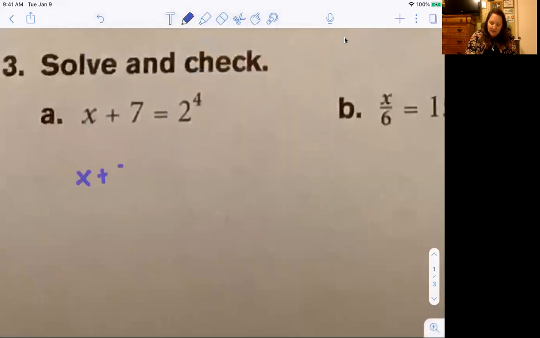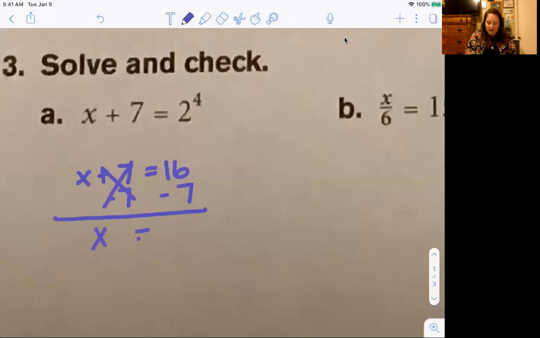So I'll rewrite it. x plus 7 equals 16. Now, how do I isolate x? How do I get x all by itself? Because that's the goal when you're having algebraic equations. The opposite of adding 7 is subtracting 7. So I'm going to subtract 7 from both sides of the equation, both sides of that equal sign. Plus 7 and minus 7 cancel out. And I have x equals 16 minus 7, which is 9.